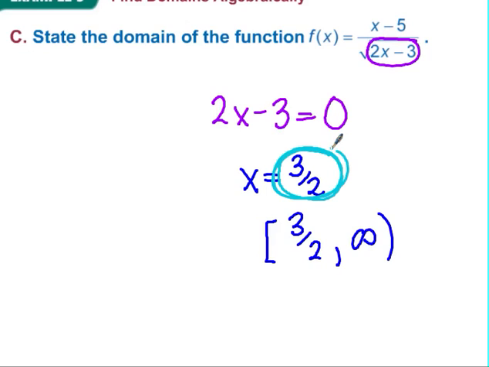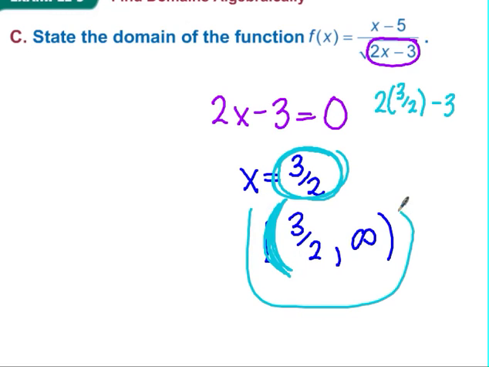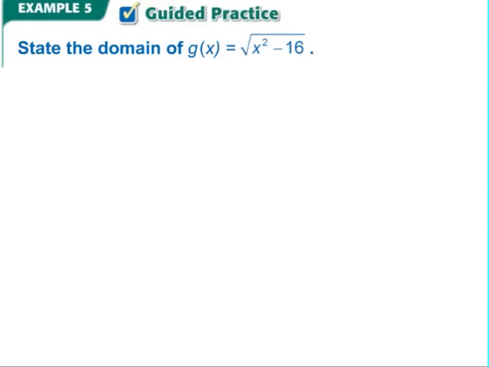3 halves. Okay, so we can't have 3 halves. So what do I need to do to adjust this? Why does that make it 0? Because if you plug 3 halves in here, 2 times 3 halves, okay, minus 3, it's the same thing. It's what you saw here. This is how you get rid of it. Make that a parentheses. So that's what you're going to have to do when you have a square root in the denominator. You're going to have to eliminate that value.